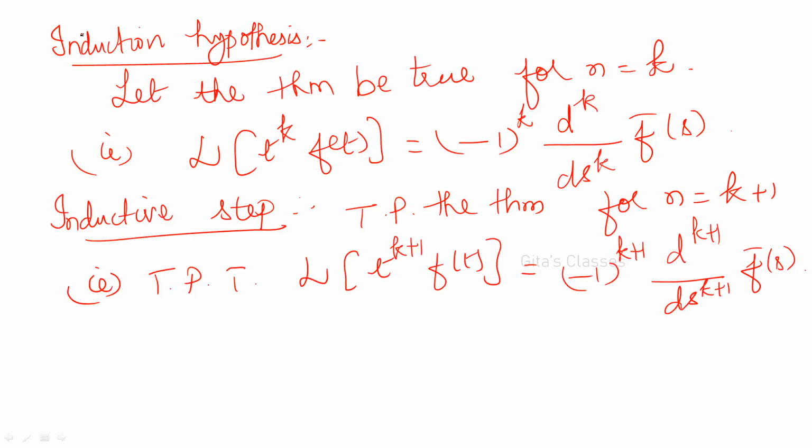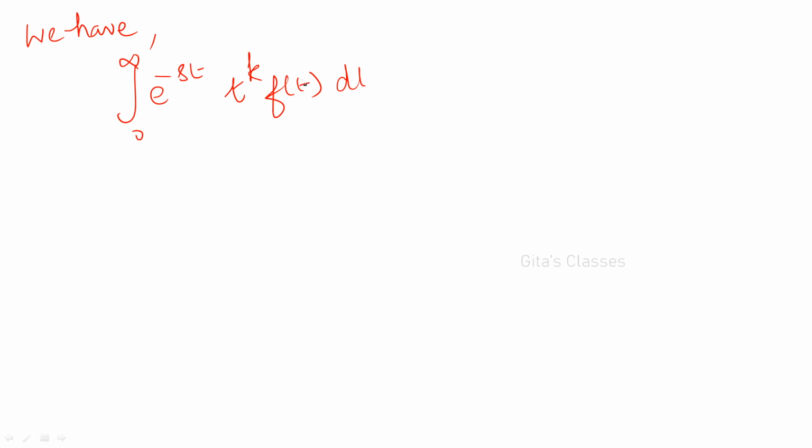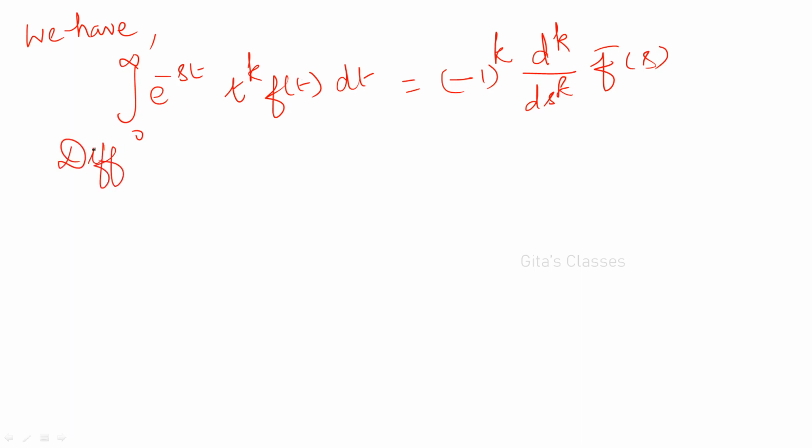Now, what do you know? Given that by the induction hypothesis, we know this result, right? L of t^k into f of t is equal to, so let us write the definition. By hypothesis we have integral 0 to infinity e^(-st) into t^k into f of t dt is equal to (-1)^k into d^k by ds^k of f bar of s. This we know.